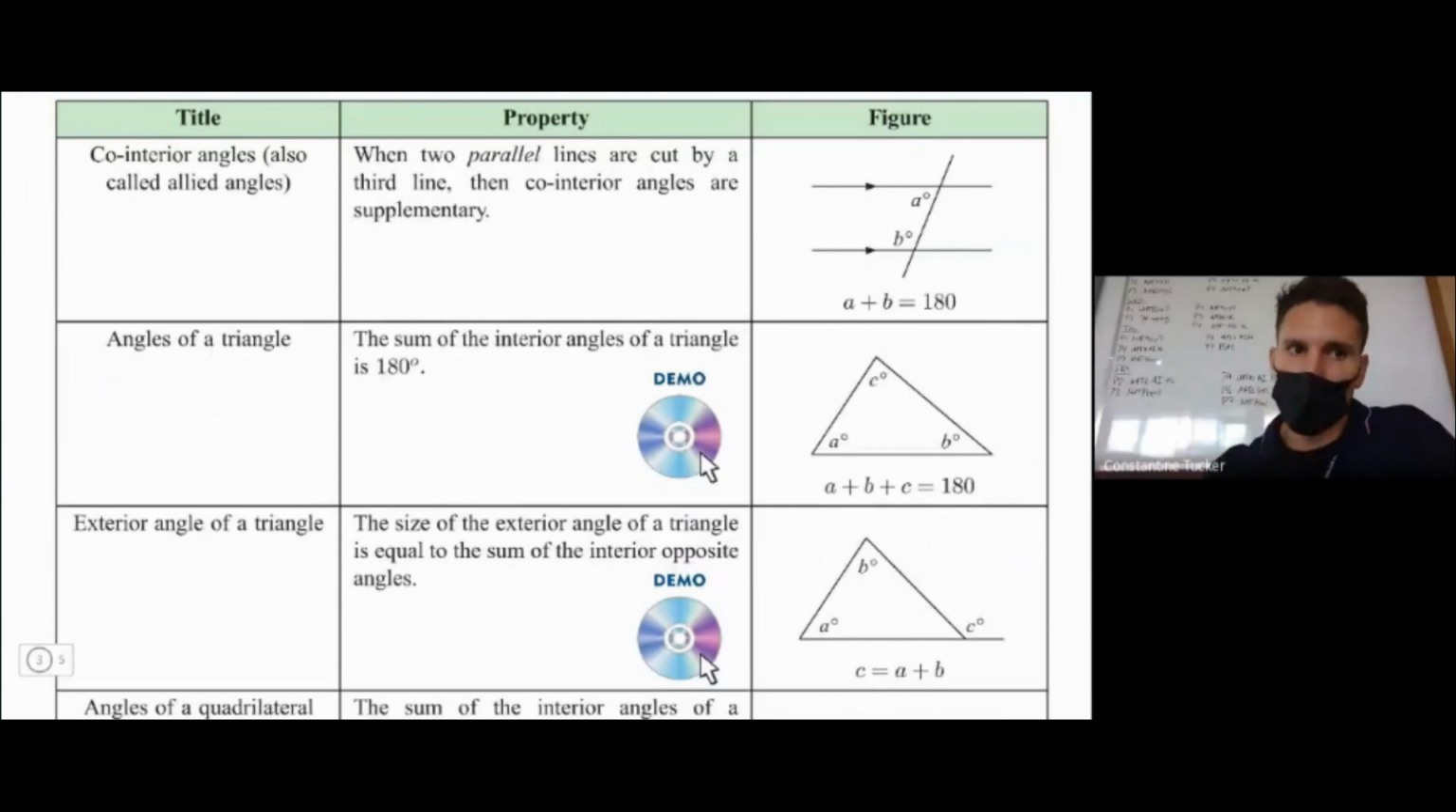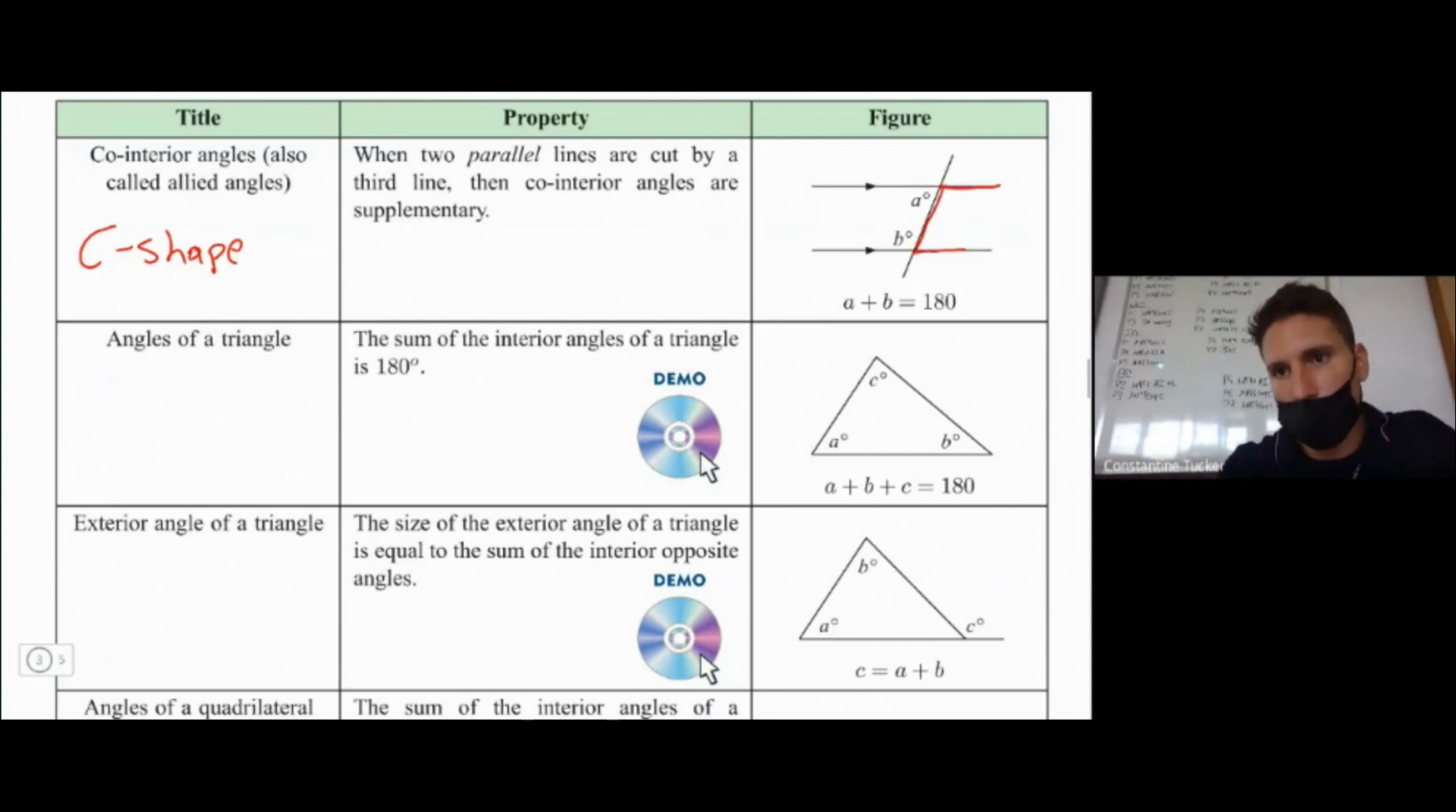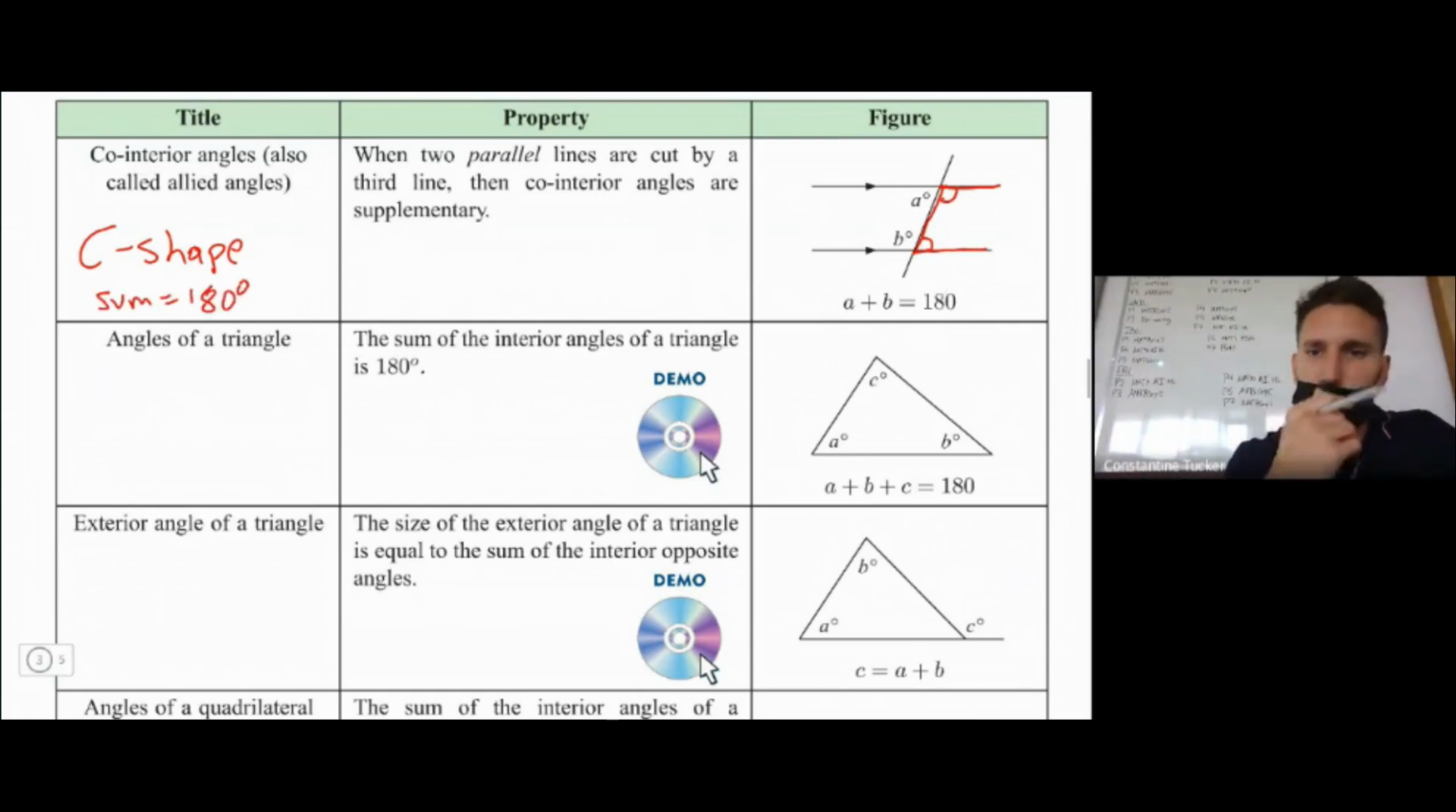Co-interior angles. So co-interior angles, or allied angles, sometimes called, I think in the US, these are the angles formed by, or found in, the so-called C shape. So where do we see that C shape? Well, the C shape would normally be the shape found on the right. So those would be the angles in here and in here. What do we know about these angles? They add up to 180 degrees. So the sum of these angles would be 180 degrees.